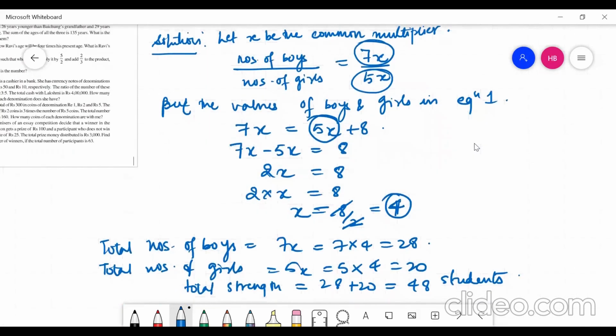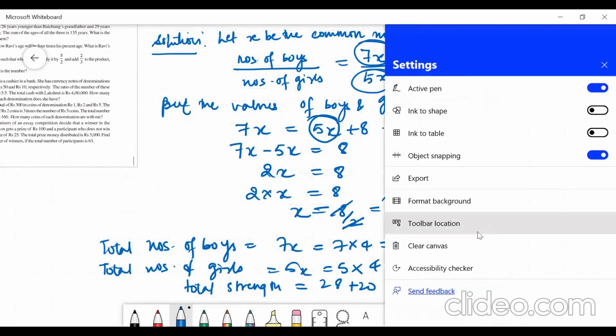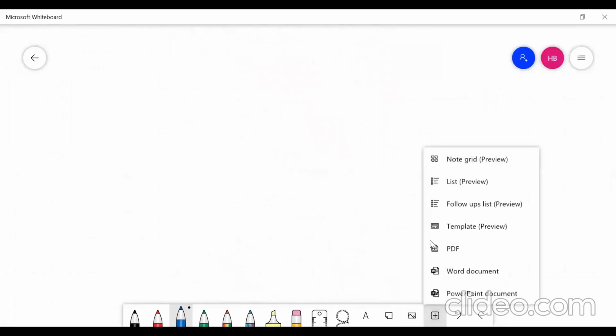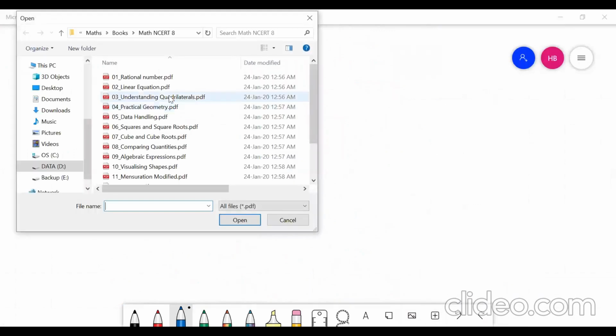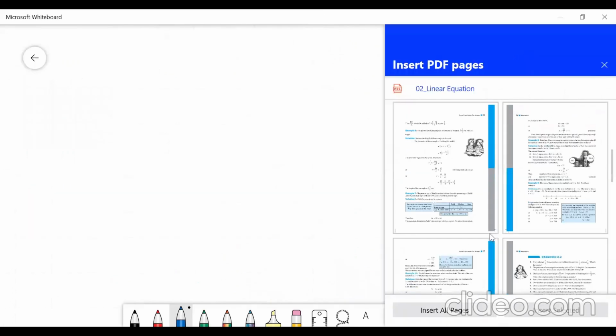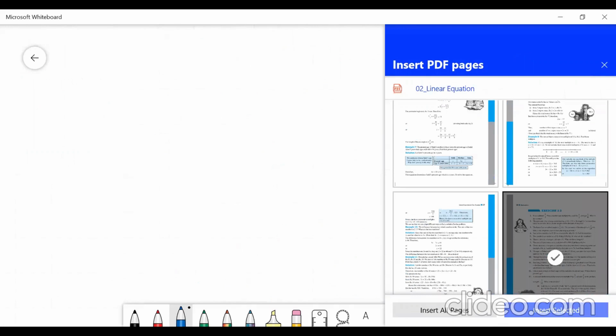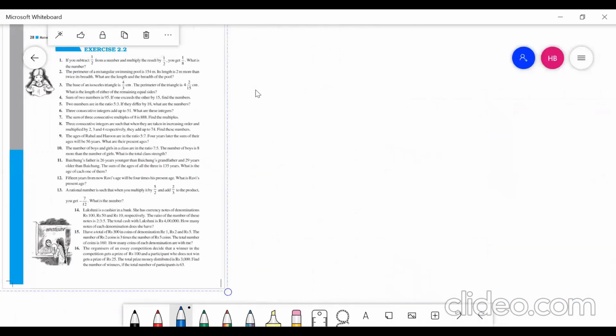Okay. Now let's move to question number 12. I'm just going to clear the board and let's move to question number 12. Now what does question number 12 say? What information is given to me? I'll just write what is given. It's given that 15 years from now, Ravi's age will be 4 times his present age. What is Ravi's present age?